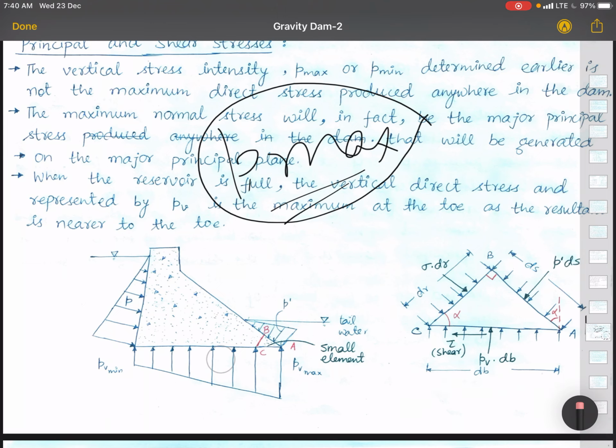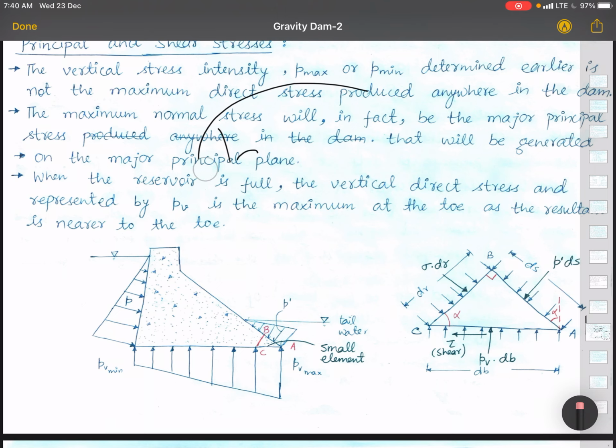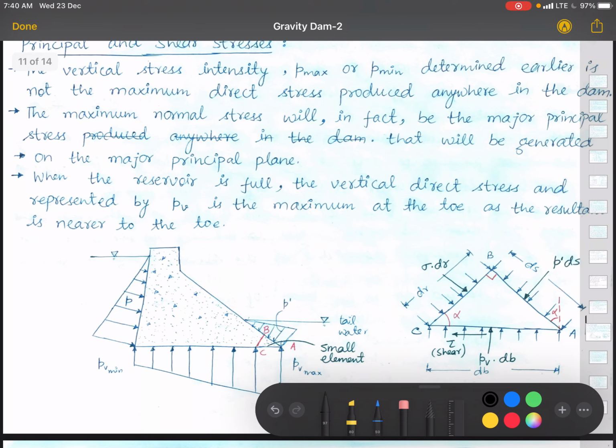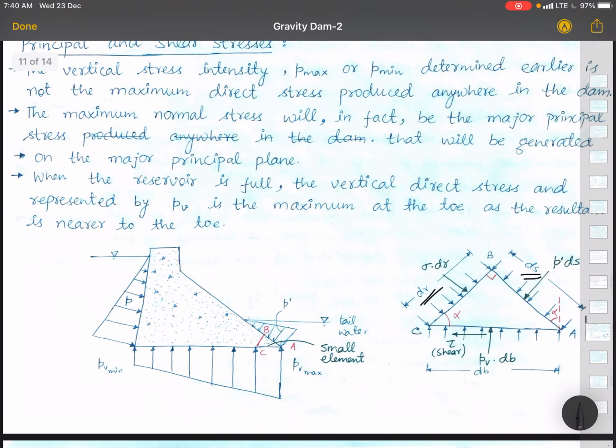As you can see, the element has 3 sides, with lengths dr, ds and db. Let me show you: this is dr, this is ds, this is db. These are the 3 sides of the triangle. Now we have assumed the stresses: sigma, P dash due to tailwater, and Pv due to uplift. Tau is the shear stress. So these are the stresses. And one more thing, we have taken the angle at the toe from the vertical as alpha.